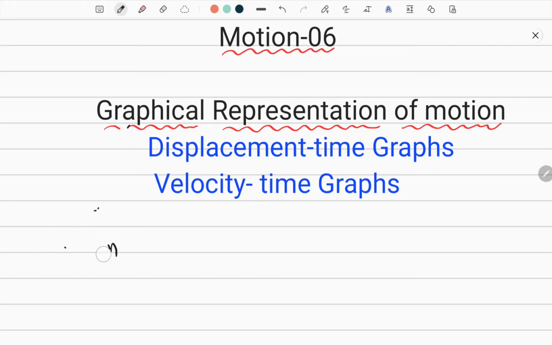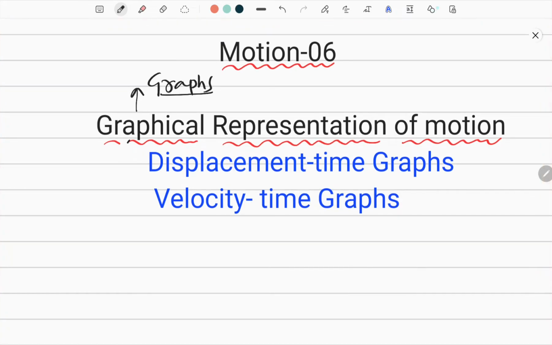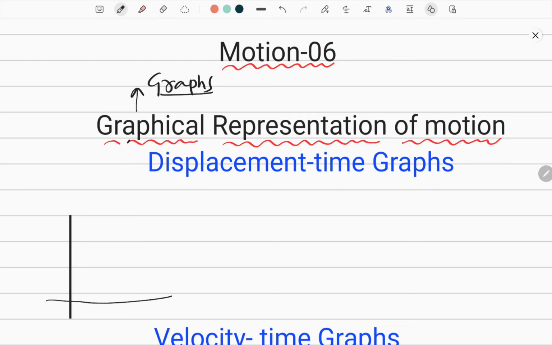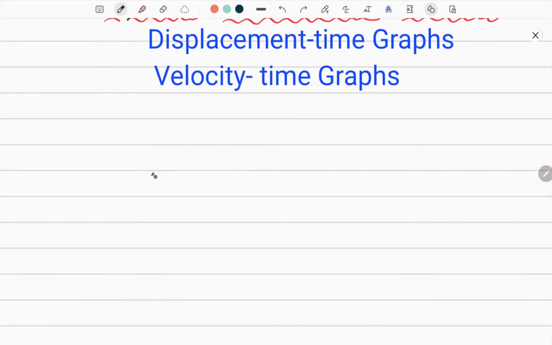Graphical representation means whatever motion is happening has to be represented in the form of graphs. You must have a rough idea about graphs. This is the y-axis, and this is the x-axis. You have an idea about all these things, no? So those graphs and all we'll be studying.